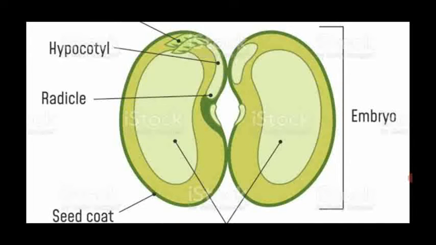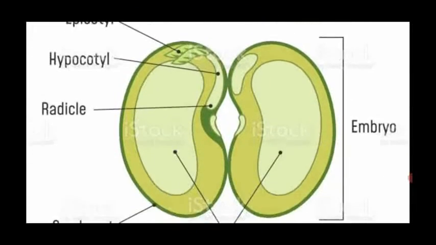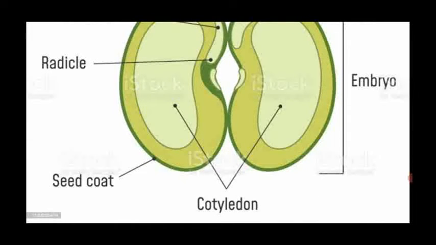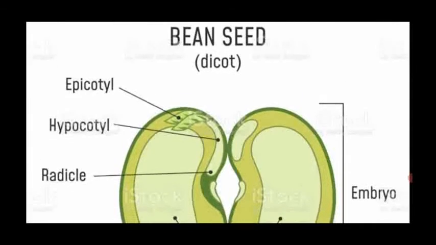Then at the base they have the radicle, which produces the root afterwards. Then the entire seed, which is surrounded by an integument or a layer, is called a seed coat. So totally they are named as the embryo of the dicot seed or bean seed.